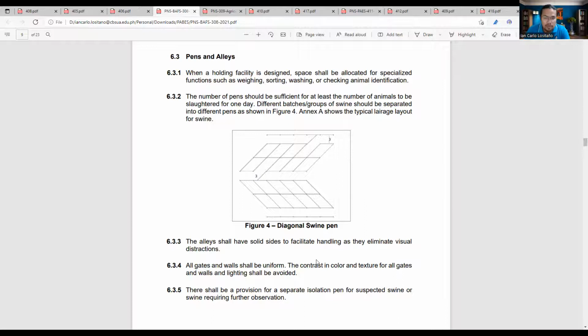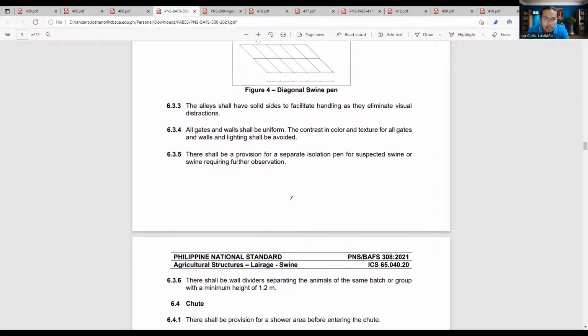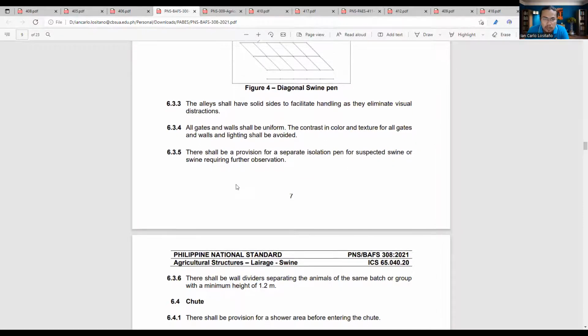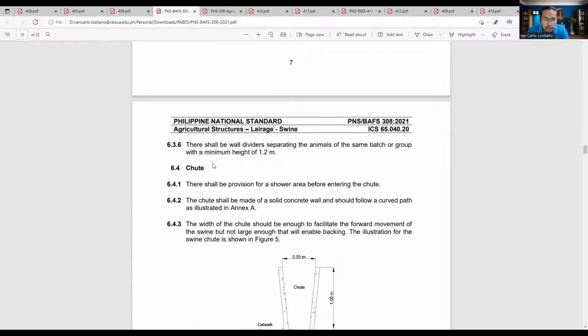The alley shall have solid sides to facilitate handling, as they eliminate visual distractions. All gates and walls shall be uniform. The contrast in color and texture for all gates and walls and lighting shall be avoided. There should be a provision for a separate isolation pen for suspected swine or swine requiring further observation, again for those that are unfit for slaughter.